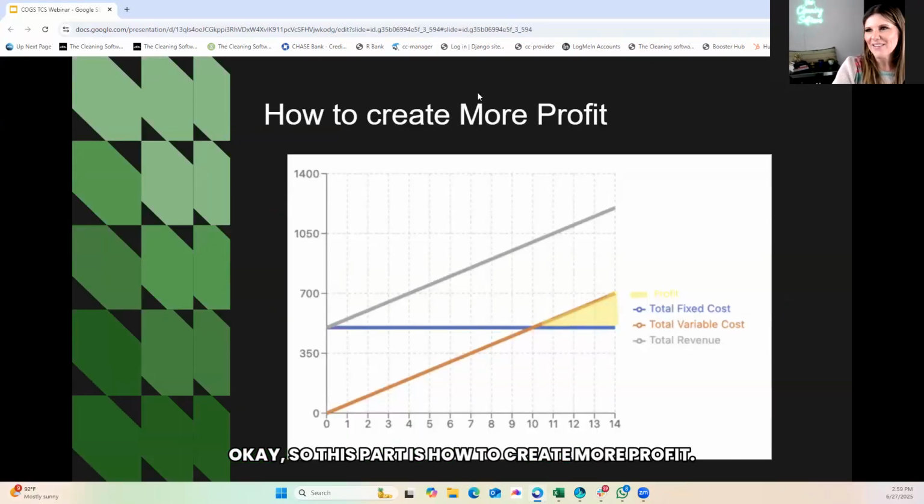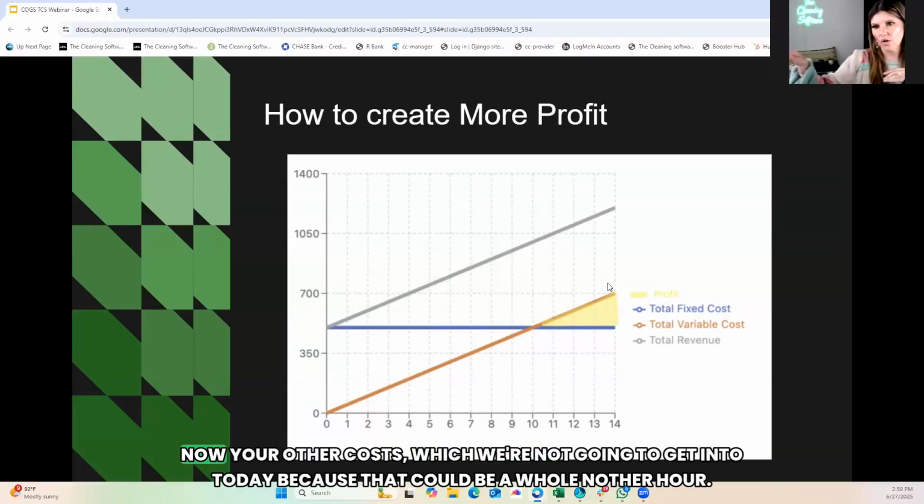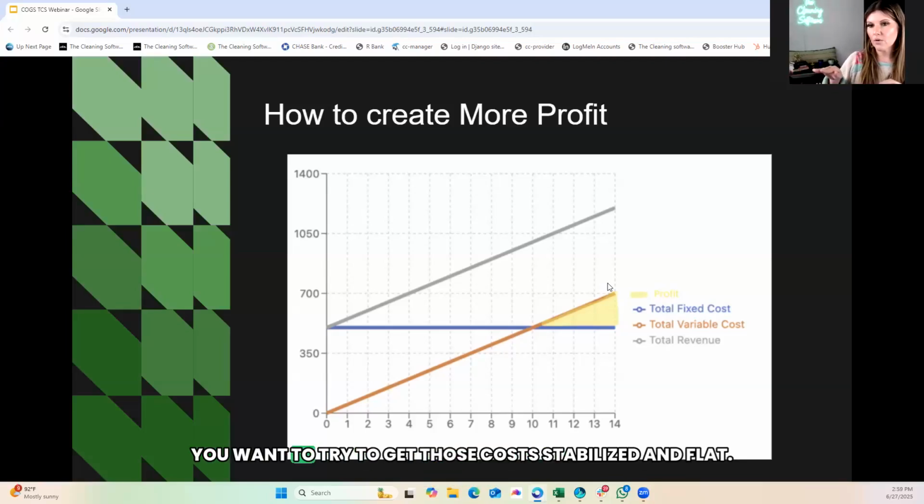Okay, so this part is how to create more profit. If you see here, your revenue is the gray line. Then you've got your orange, which is your COGS. If you can make your COGS linear and you can predict them, and they're going parallel side by side with your revenue. Now your other costs, which we're not going to get into today because that could be a whole other hour, are your management costs or your other fixed costs. Basically all other costs it takes to run your business. That's that flat line. You want to try to get those costs stabilized and flat.